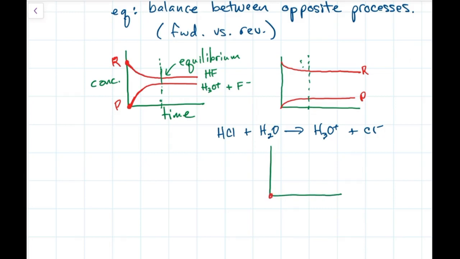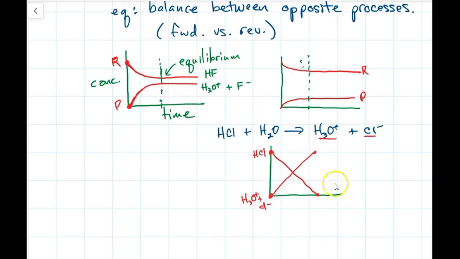You would start with no hydronium and chloride at time equals 0. You would start with all HCl. Okay, so this is my hydronium and chloride. Basically, the HCl would completely go away. It would disappear, and the hydronium and the chloride would replace it. So you would have all products and no reactants because it's a one-way reaction.